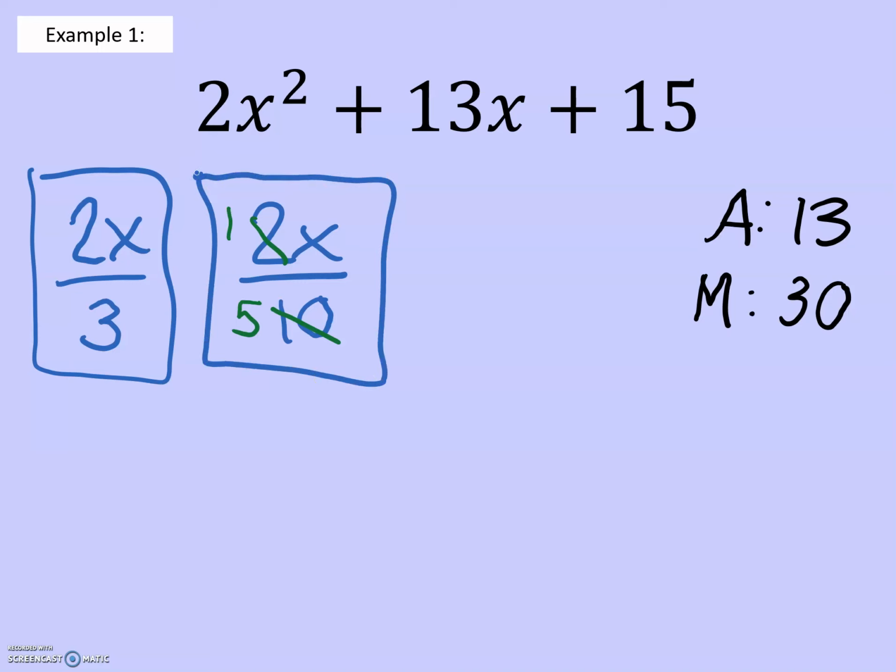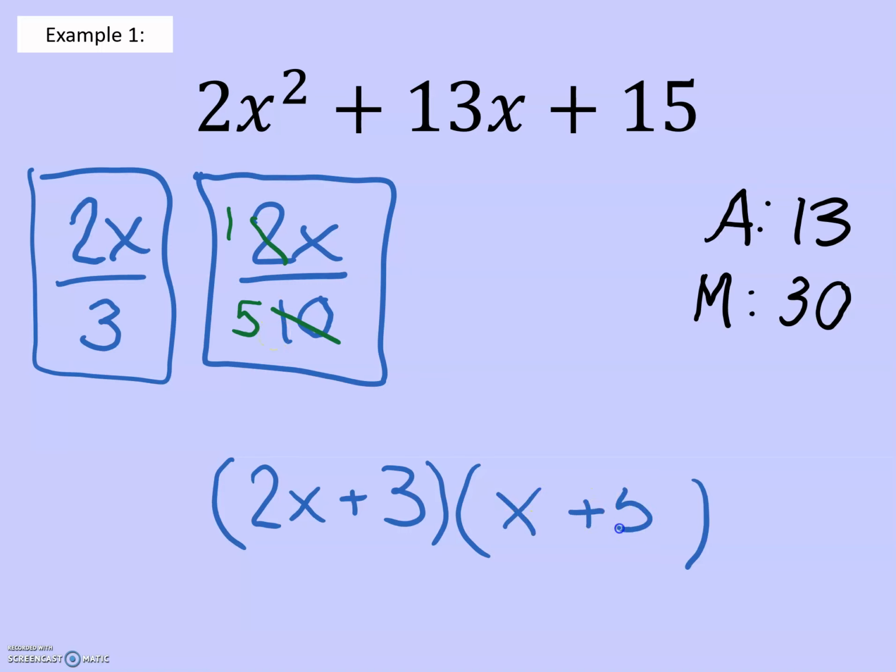Okay. Now our factored form for this is going to have two binomials. Right? Our first binomial, since everything in this situation is positive, is going to be 2x plus 3. And our second binomial, we're going to use the simplified fraction, x plus 5. If you want to check your work, you can distribute, but this is the factored form.